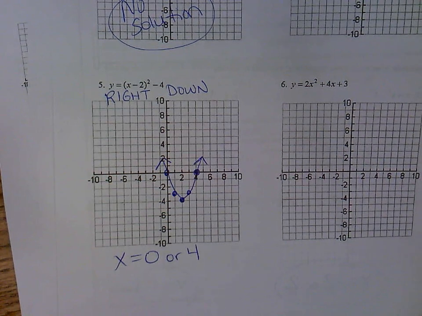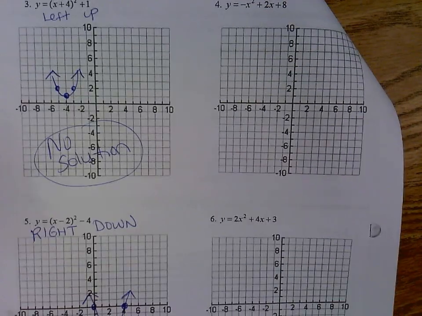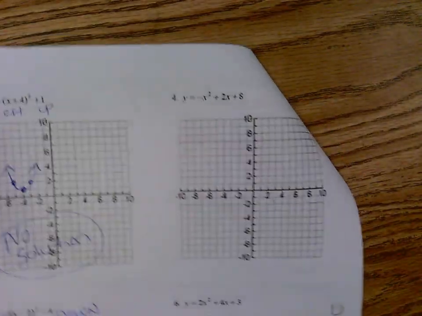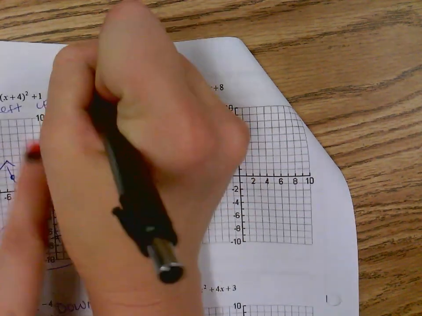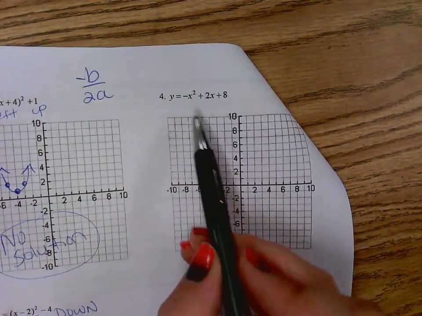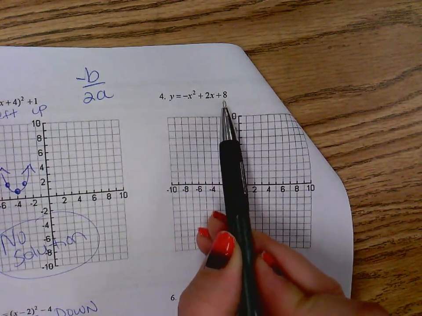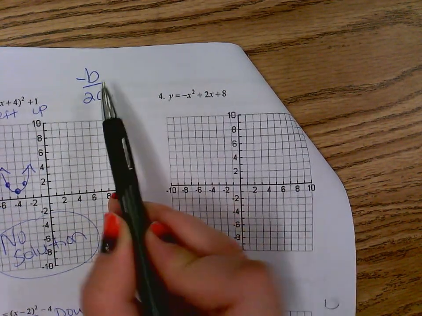Okay, I saved the hardest two for last. They're only hard because you've got to do the standard form problem. So how about I do number 4 with you and then you try number 6? So let's review how to do negative b over 2a. So this is set up as a, b, and c. So b is 2. So if I plug it into the equation, I would have negative 2.